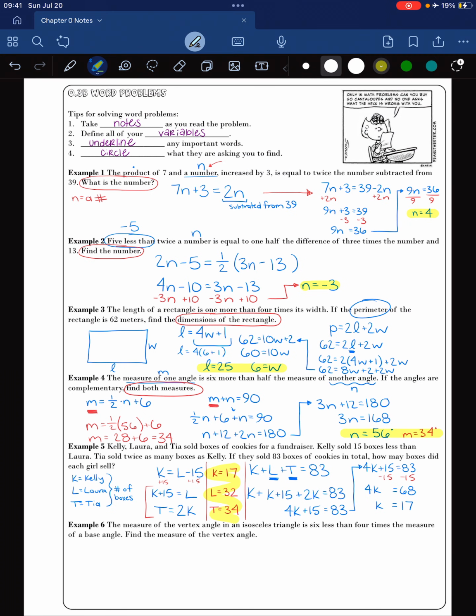There we go. And normally I would not let my work look like this. We're just limited on space so we can fit all the notes onto one page, front and back.